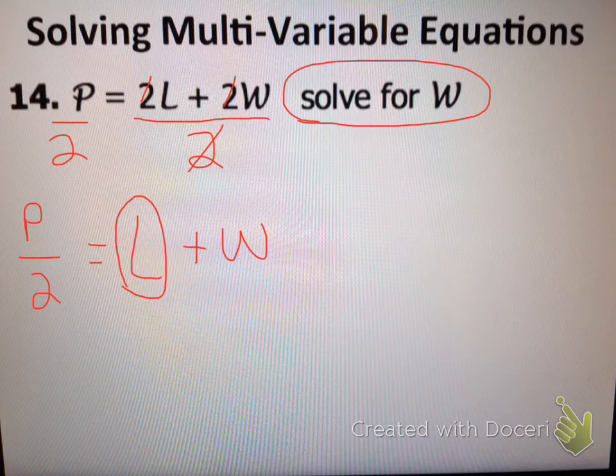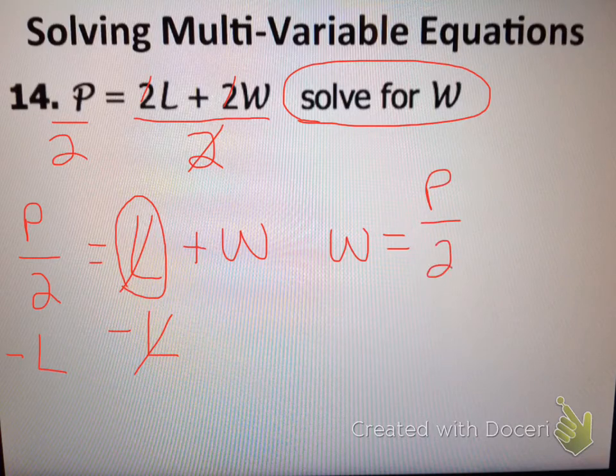Now, to get rid of a positive number, we know that it has to cancel out, so we have to subtract that number on both sides. So when we subtract L, it cancels out here. It leaves us with w is equal to, now what we're going to have on the other side of our equation is our p divided by 2 minus L.